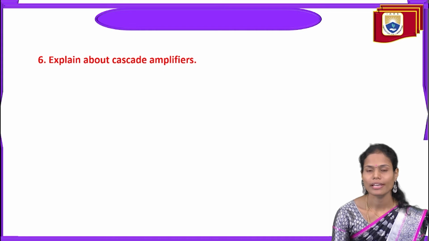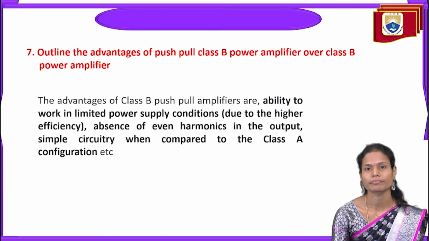Why we are going for the cascade amplifier is in order to improve the amplifier parameters, that may be the voltage gain, current gain, input impedance as well as output impedance. Each and every point we need to explain clearly, as it is a long answer question.